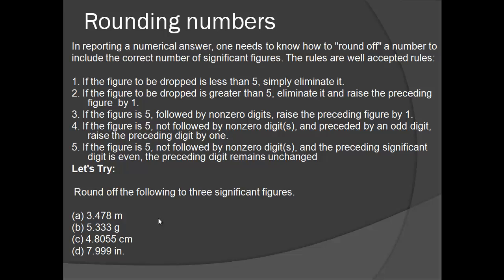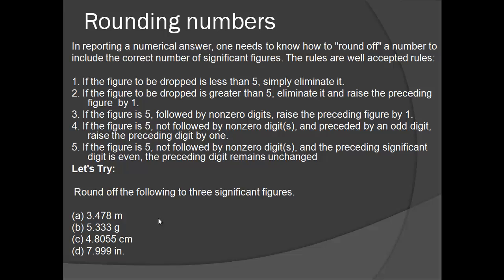Let's try some examples to make sure that we understand. So let's round these numbers to 3 significant figures. A, 3.478. Well, if I want to round it to 3 significant figures, that's really easy. It would be 3.48. The 7 is the 3rd significant figure, and I need to raise that up because there's an 8 after it. How about the second one, 5.333? Well, that's really easy as well. That would be 5.33.